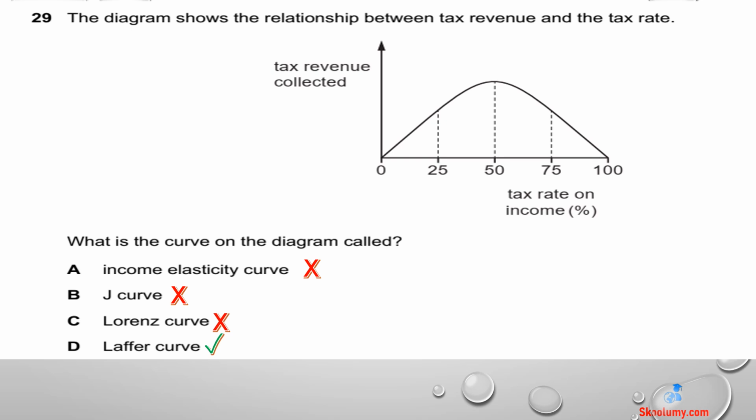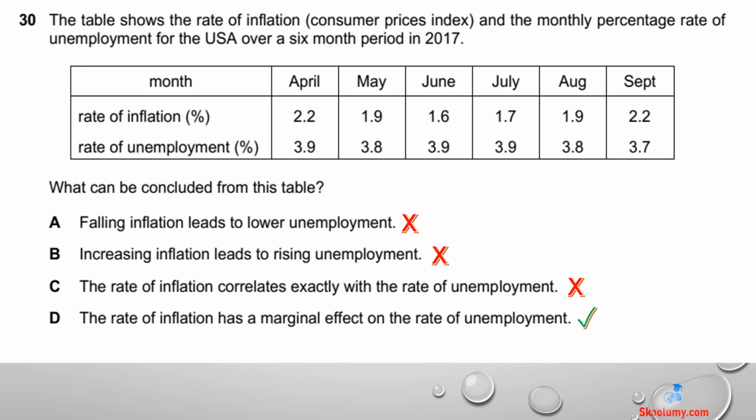Question 29. The diagram shows the relationship between tax revenue and the tax rate. What is the curve on the diagram called? The correct answer is D. Laffer curve. Question 30. The table shows the rate of inflation, consumer prices index, and the monthly percentage rate of unemployment for the USA over a 6-month period in 2017. What can be concluded from this table? The correct answer is D.